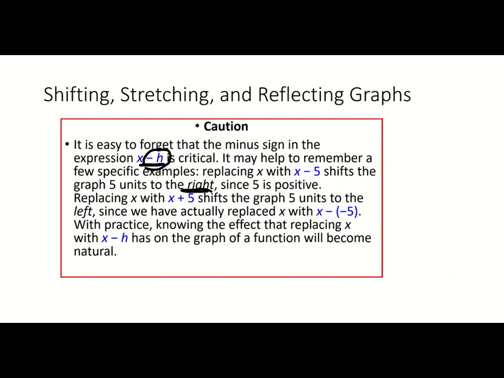So a negative number, so minus a number, is going to move it to the right. And if you add a number like x plus 5, it is actually going to move it to the left. So just think opposite of what the number line is, or what you would think, when you do a horizontal shift.